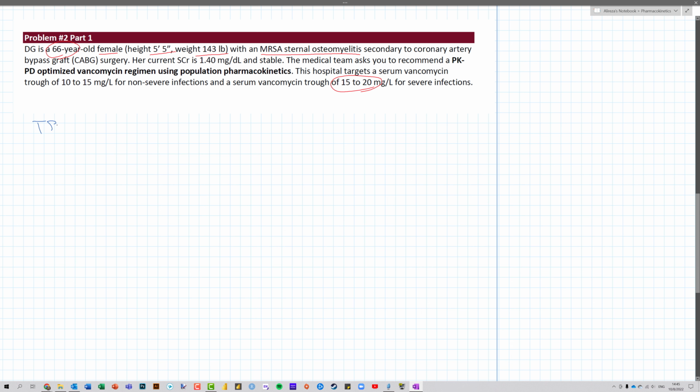So total body weight is 143 pounds divided by 2.2, which will give you 65 kilos. So 65 kilograms, that's total body weight. And then for ideal body weight, again, this is a female, so 45.5 plus 2.3 times, this is 5 inches over 5 feet tall, which would give you 57 kilogram. Now if you get the ratio of these two, so total body weight 65 divided by 57 would give you 1.14. So that means this total body weight is only 14% above ideal body weight. So there is no need to calculate adjusted body weight.